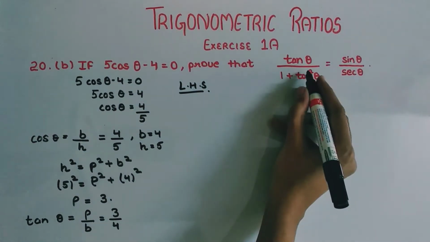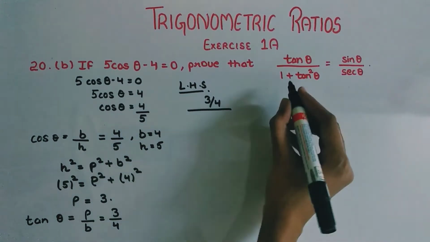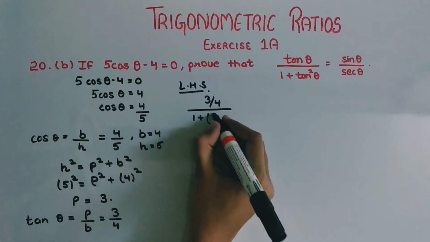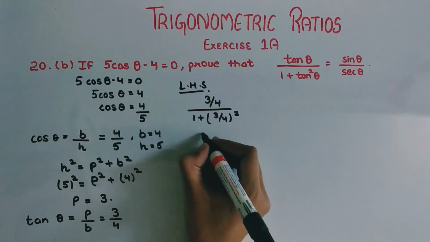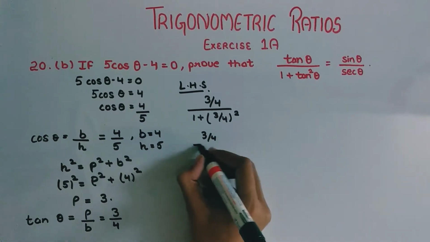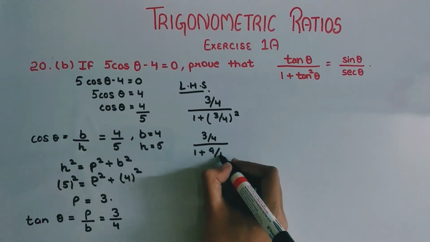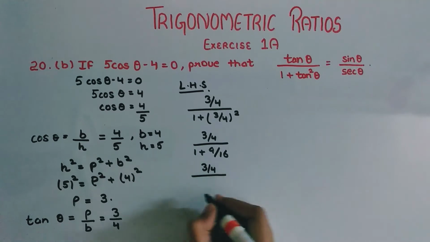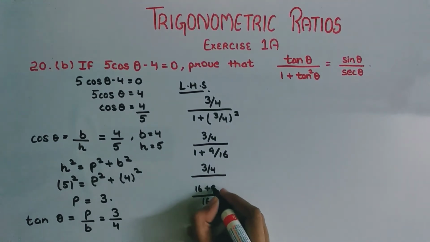On the left hand side we have tan theta divided by 1 plus tan square theta, that is 3 divided by 4, divided by 1 plus (3 divided by 4) whole square. That is 3 divided by 4 divided by 1 plus 3 square, that is 9, over 4 square, that is 16. We will take the LCM of 16 here. This will be 16 plus 9.